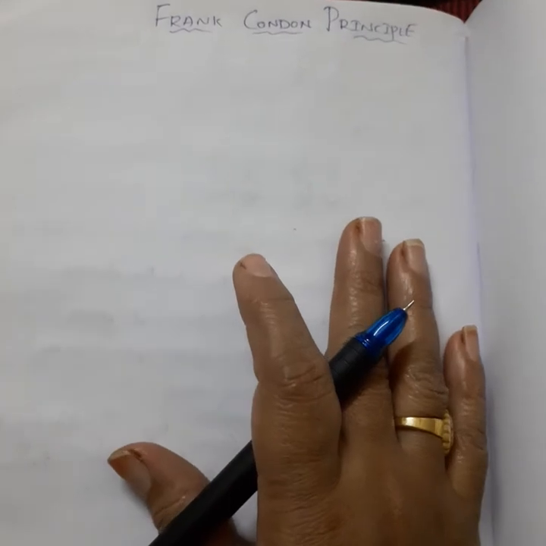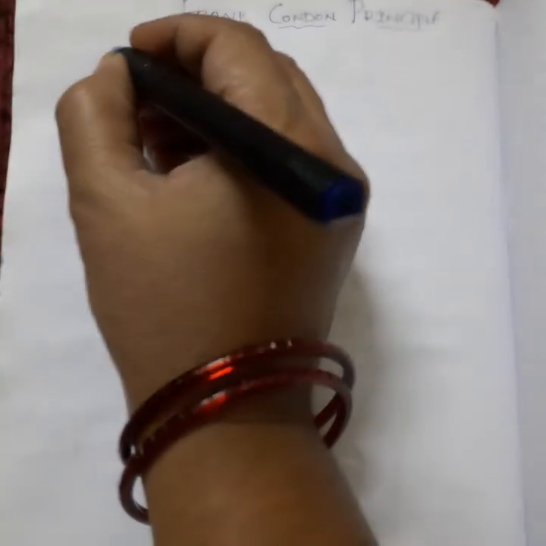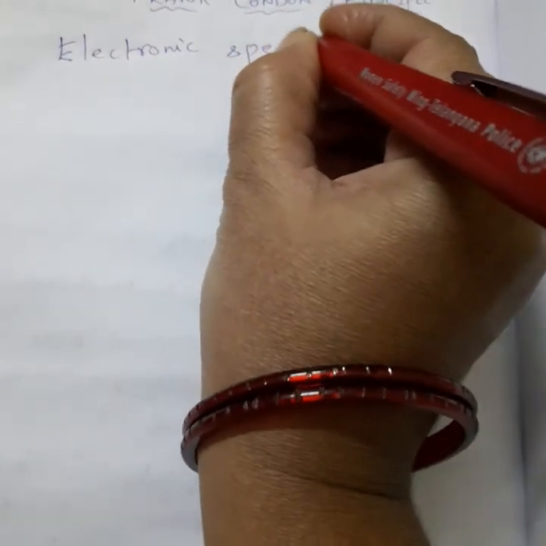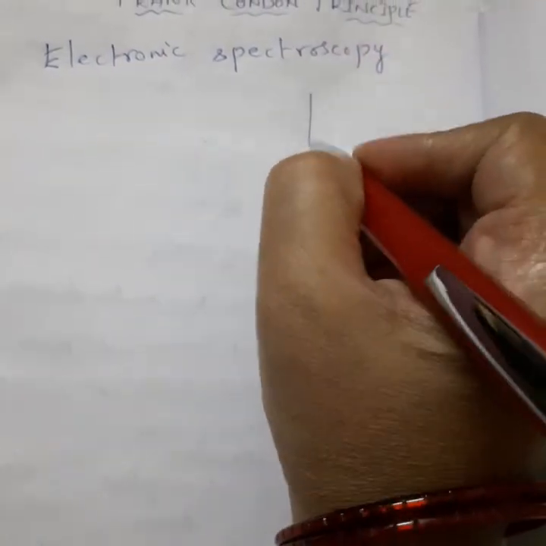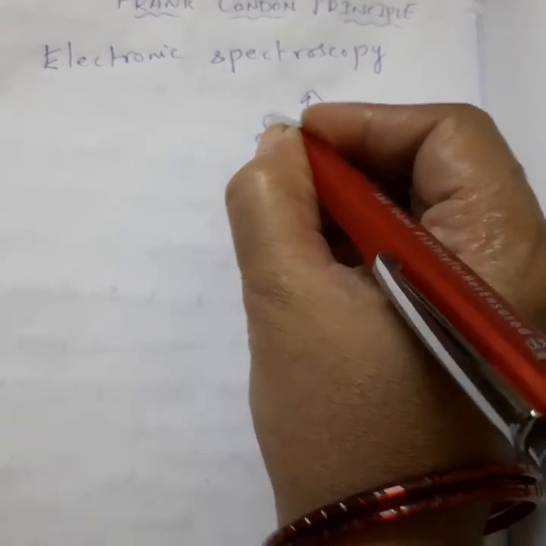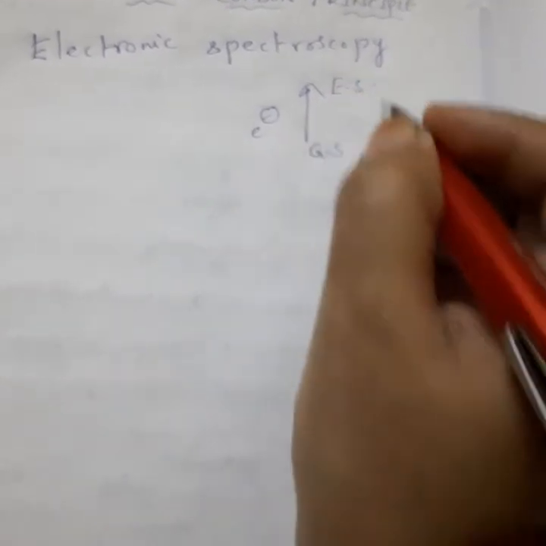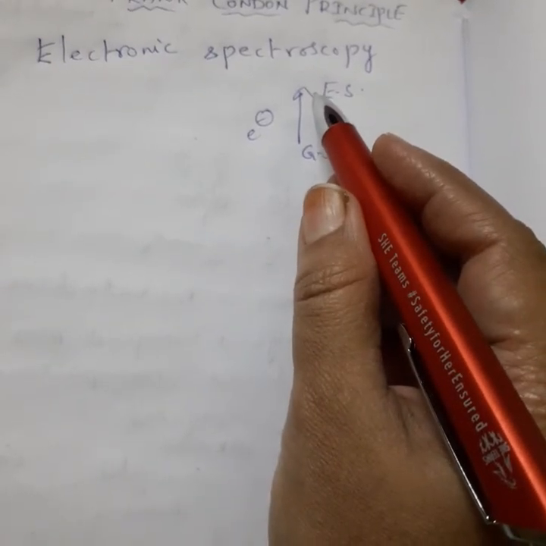Okay, so before going into the depth of this topic, first we will see. We know that in electronic transitions, what will happen, because the concept belongs to electronic spectroscopy. In electronic spectroscopy, excitation of an electron takes place from the ground state to the excited state.